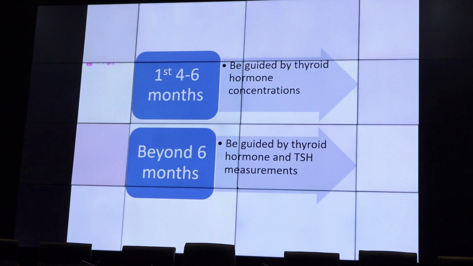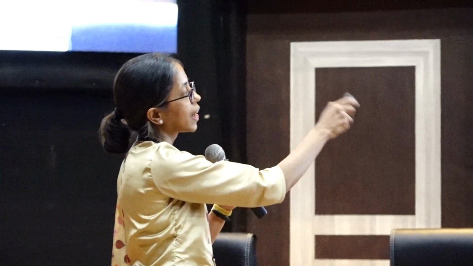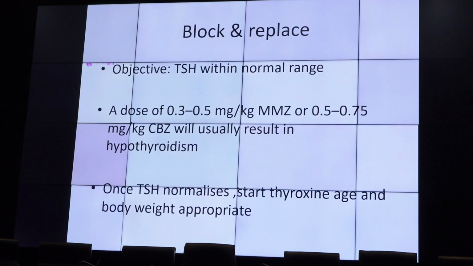For the first 4 to 6 months, be always guided by the thyroid hormone concentrations. Beyond 6 months, along with the normal thyroid hormone concentration, you should be guided by the TSH measurements also. In block and replacement, TSH is expected to be kept in the normal range. Here we directly try to render the patient hypothyroid and start him on thyroxine, which is age and body appropriate.